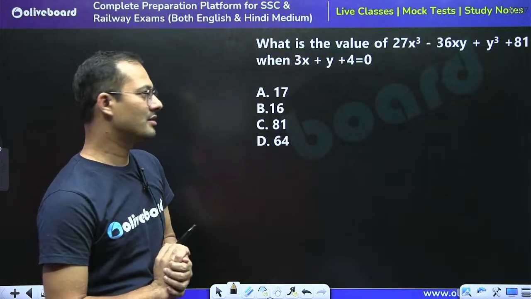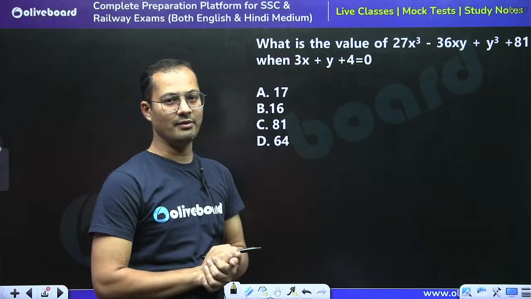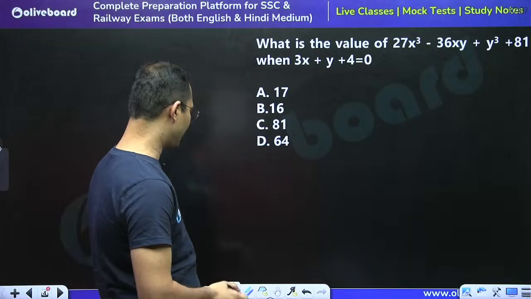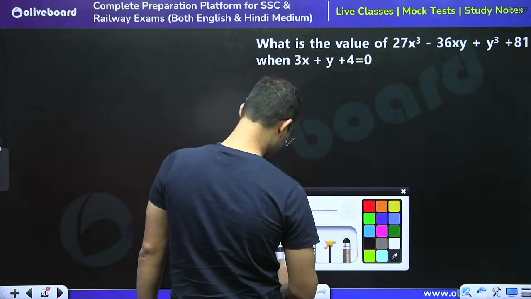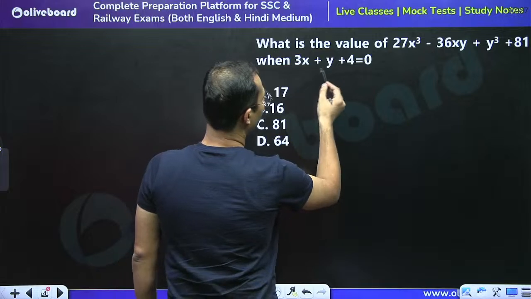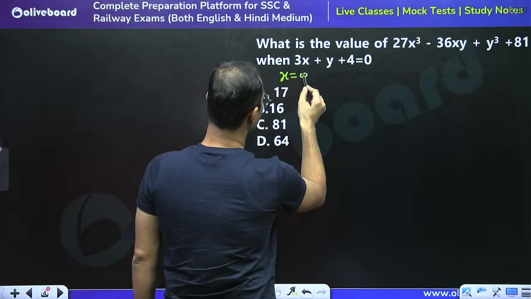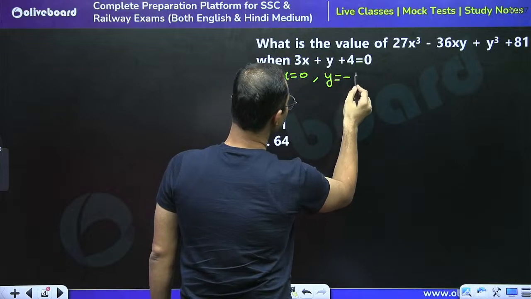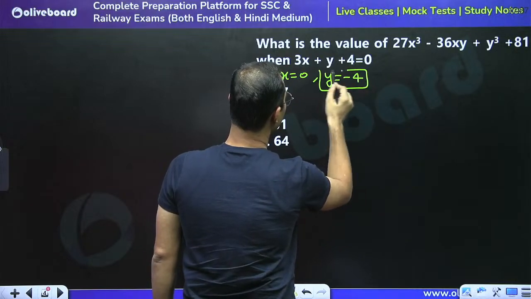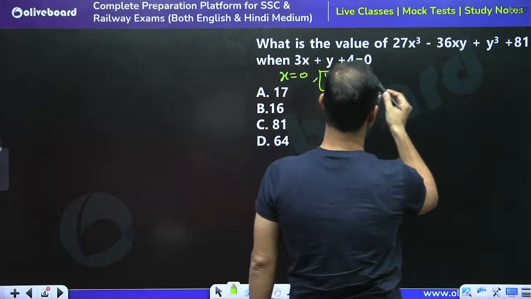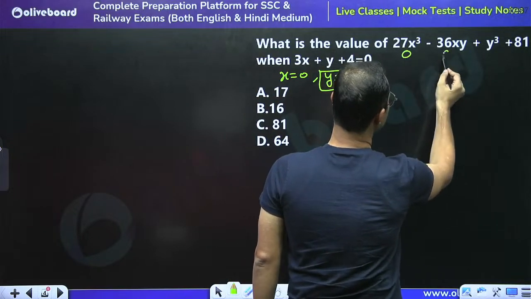a single equation but there are two variables, we can assume one variable. So here, if I let x is equal to 0, then y is equal to minus 4. Is this clear? So I will get y is equal to minus 4. If I put x is equal to 0, then this will become 0, this will become 0.